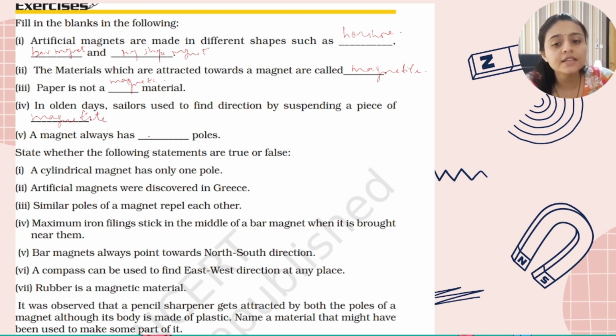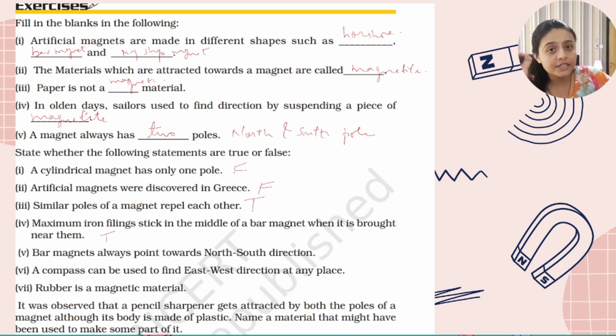A magnet always has two poles, north and south pole. A cylindrical magnet has only one pole. False. Artificial magnets were discovered in Greece. False. Similar poles of magnets repel each other. True. Maximum iron fillings stick in the middle of a bar magnet when it is brought near them. True. Because always remember, in the center the magnetism is higher.